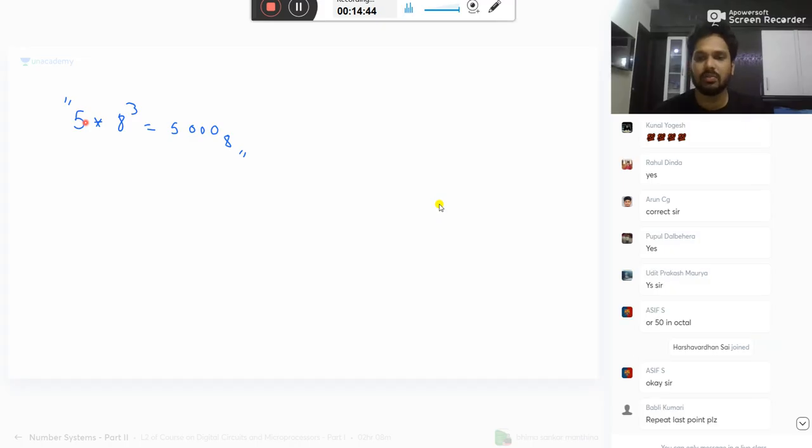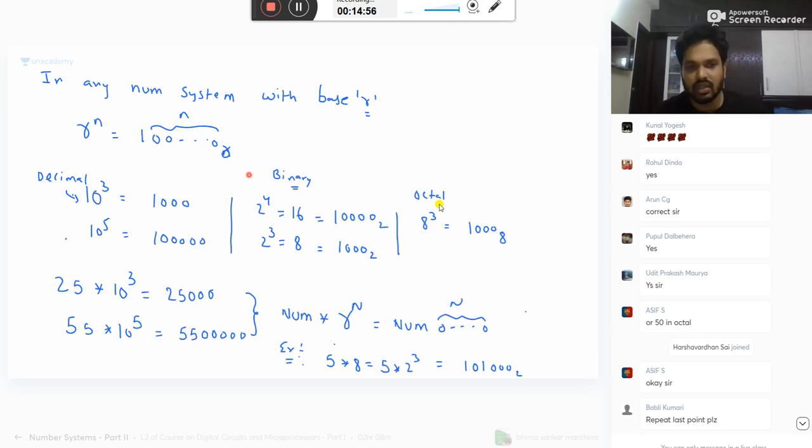Right. So let me use this. This is the same point. If you have a number multiplied with base power n, then it is the number followed by n number of zeros. See here, 25 into 10 power 3 is 25 followed by 3 zeros. Similarly, 5 into 2 power 3, in binary, 5 is 101 followed by 3 zeros. Is it okay?